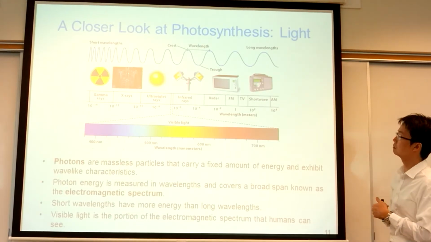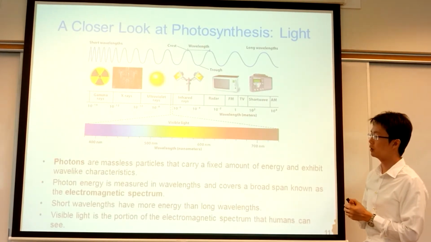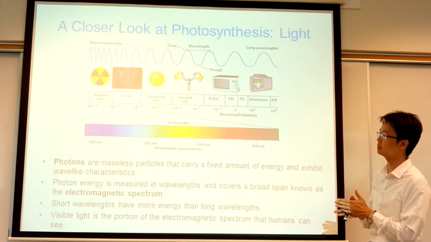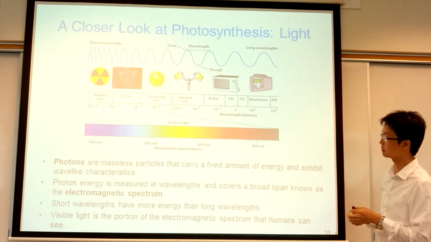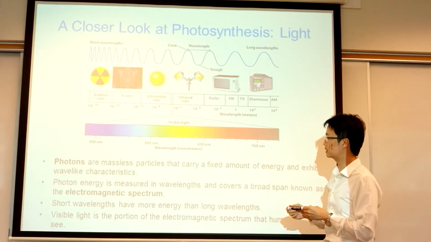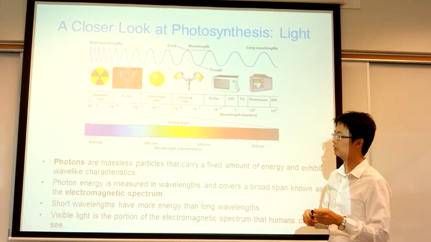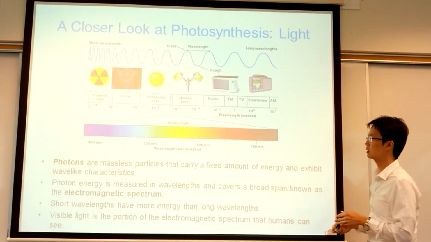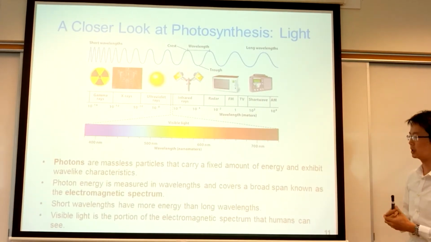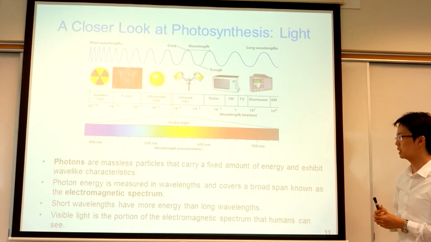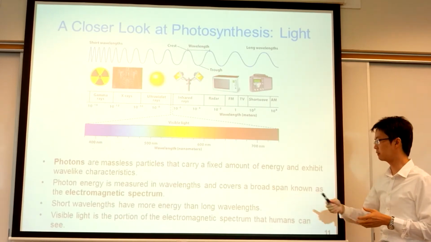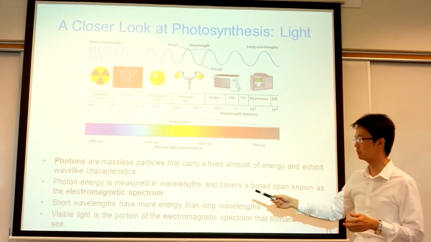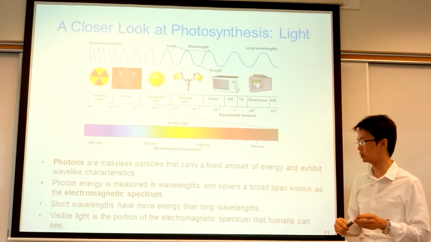So before we start to go into the details of photosynthesis, we have to talk about the basic properties of the light. You can see that all the lights are from photons. They are massless particles. They carry energy, and depending on the wavelength of the photon and also the energy of the photon, we generate something called the electromagnetic spectrum.